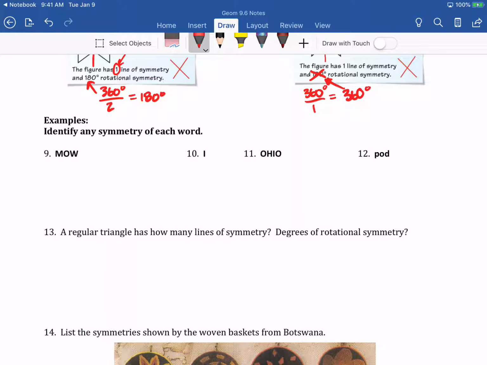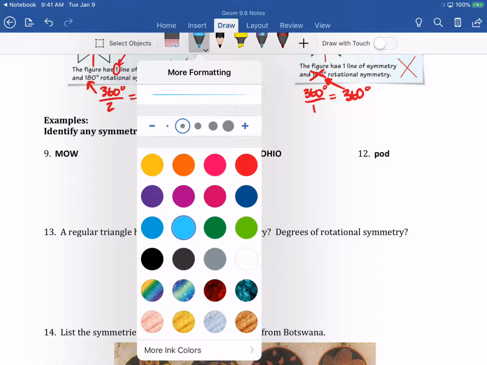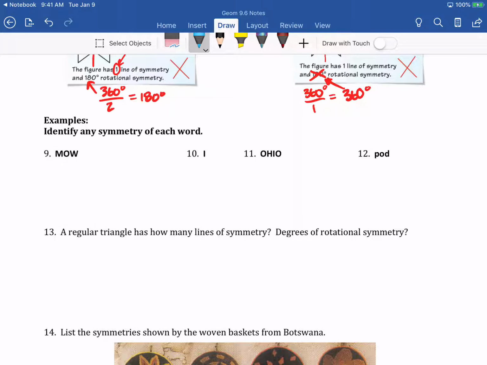All right, so the word mow. Let's see what kind of symmetries that word has. Well, I do notice that it doesn't have any line symmetry, because if I draw a line like this, it's different on the top and the bottom. If I draw a line straight up and down, it's different on the left and the right. But I could turn that word around. So if I turn it upside down, it has no line symmetry, but it does have 180 degrees rotational symmetry. Because if you turn the word mow upside down, it still says mow.